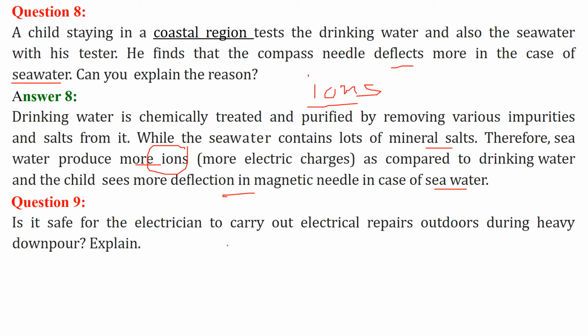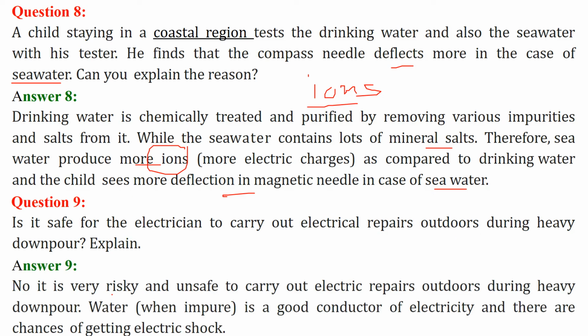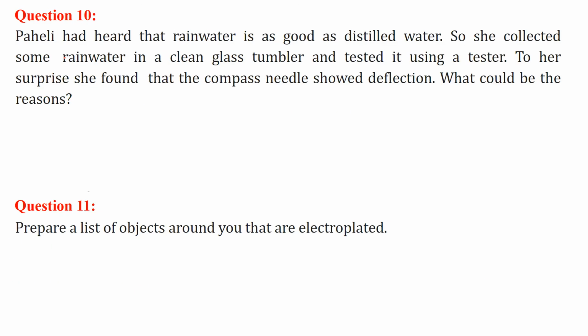Is it safe for the electrician to carry out electrical repairs outdoors during heavy downpour? Explain. The answer is no. It is very risky and unsafe to carry out any electrical repairs outdoors during heavy downpour. Why? Because water, when impure, is a good conductor of electricity, and there are chances of getting an electric shock.